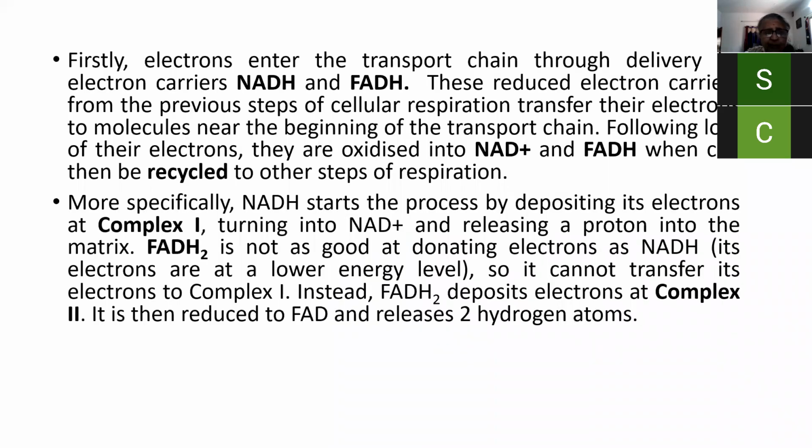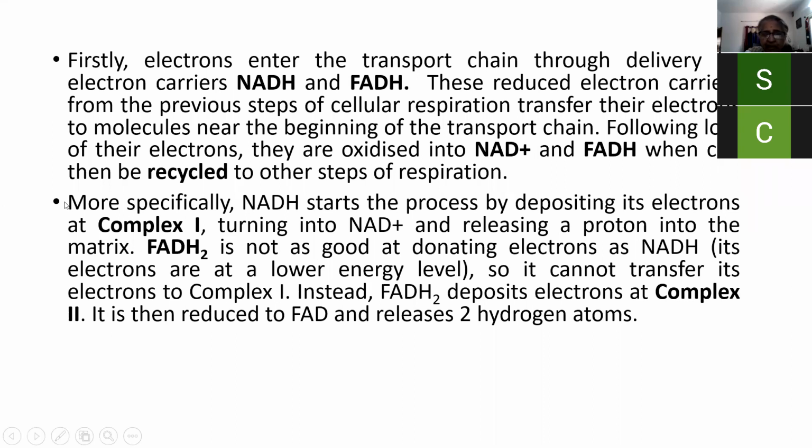So, what is happening in the electron transport chain can be quickly revised if you go through this slide. So, first what is happening? Electrons enter the transport chain through the delivery by electron carriers NADH and FADH. These reduced electron carriers, which are obtained from the cellular respiration, will transfer the electrons in the beginning of the transport chain. So, the loss of electrons takes place. NAD plus and FAD are released, which are recycled into the respiration.